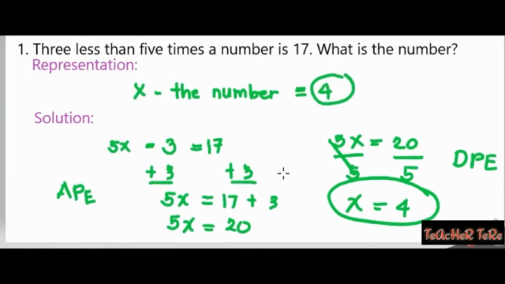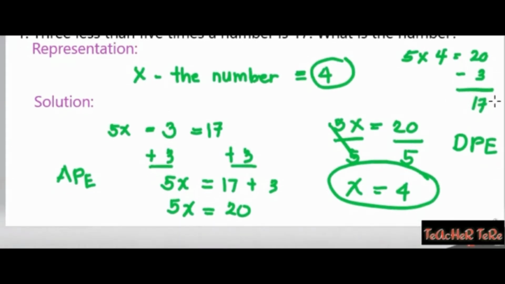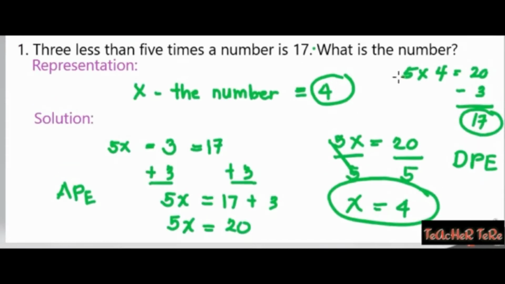So let's check our answer. If we look back from Polya's problem solving strategies, you have to check if your answer is correct. So 3 less than 5 times a number is 17. So if you're going to multiply this by 5, 5 times 4 is 20. And 3 less than that number, 20 minus 3 is equal to 17. There. Our answer is correct.